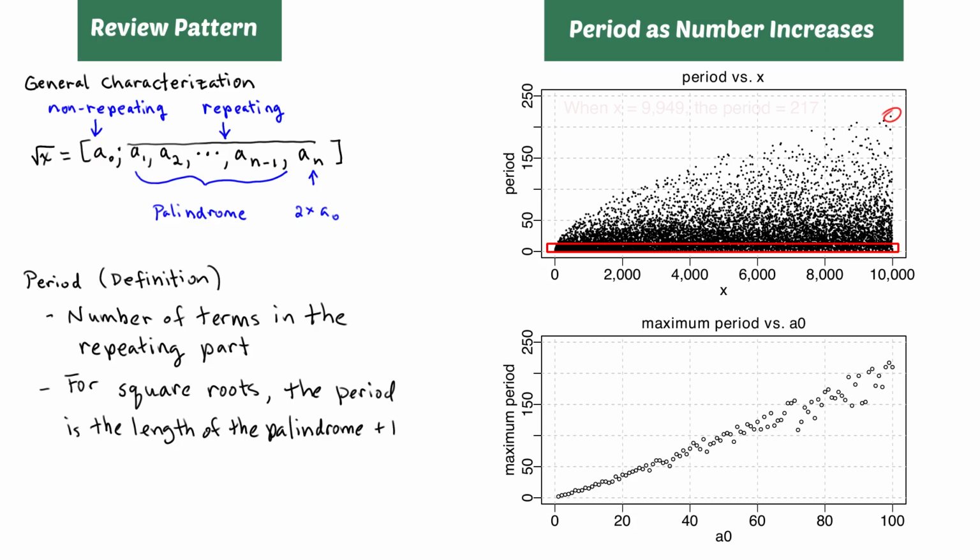Now that we have more values compressed into the plot, the shape of the maximums gets clearer at the lower end. We can see what looks like a pretty sharp boundary, but in the lower plot, we see the maximum period against a0 continues to be noisy.